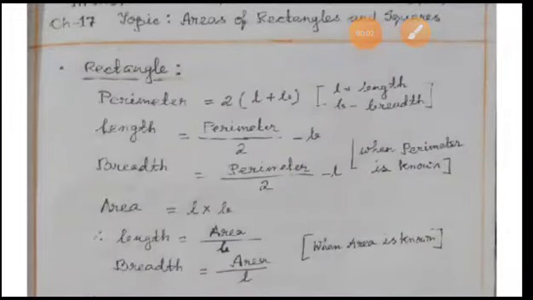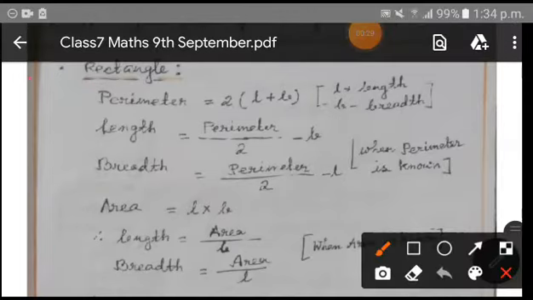Students, today we are going to begin with a new chapter in maths, that is areas of rectangles and squares. Now children, we have just studied in the previous chapter types of quadrilaterals, about the rectangles and squares in detail. Remember, in a rectangle the lengths of opposite sides are equal, and in squares all the sides are equal. Now in this chapter we are going to study about the areas of rectangles and squares. At first we are going to study about rectangles.